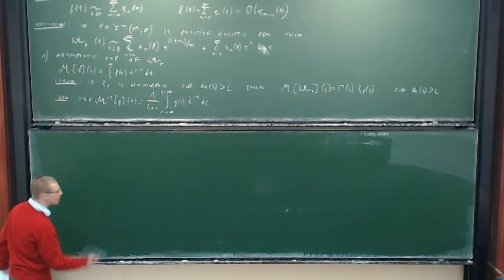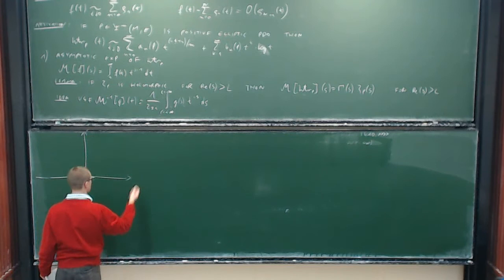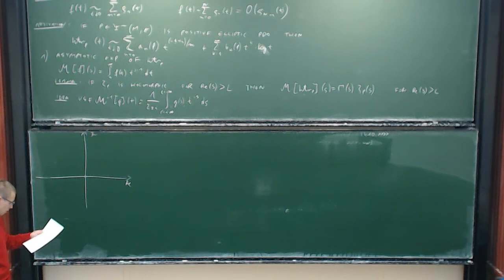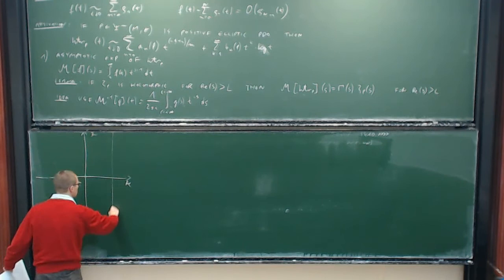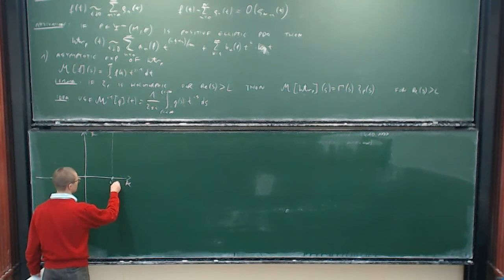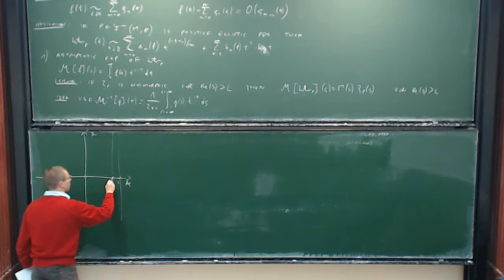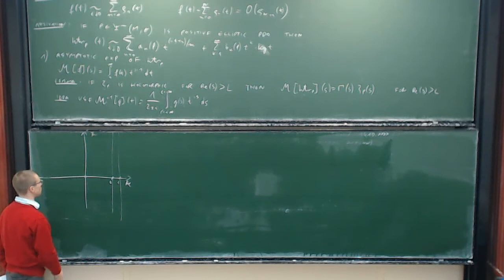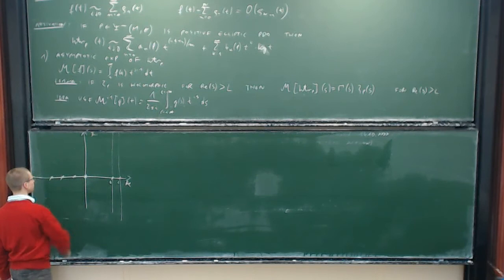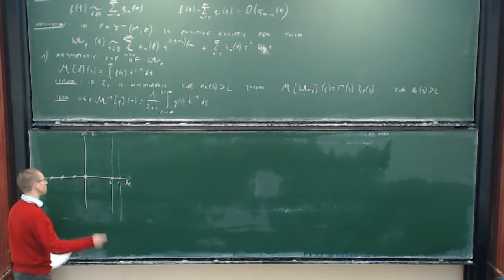Okay, so let's draw a picture. Here is the complex plane, imaginary part, the real part. The situation is the following. You have your, say, value of L somewhere here. Then you take c wherever you like here. Here everything is holomorphic and nice. Here are the poles. First you have the poles of the gamma function, which are at 0, minus 1, minus 2, and so on. And then you have the poles of the zeta function, which in general can be everywhere. Say here, here, here, here. Wherever you like.